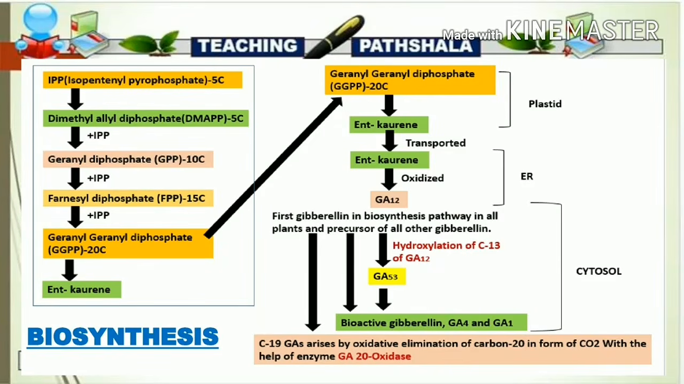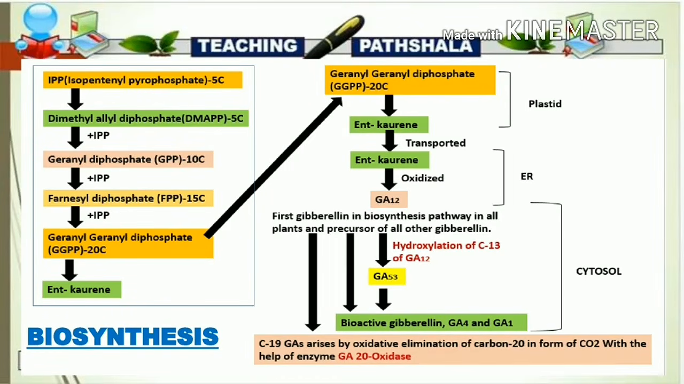Now GA53 is going to help in the synthesis of the bioactive gibberellins, that is GA4 and GA1, and along with that the C19 gibberellic acid arises by oxidative elimination of carbon 20 in the form of CO2 with the help of an enzyme known as GA20 oxidase. In the previous slide, I informed you that the most active form of gibberellic acid is the carbon 19 gibberellic acid. Fine. So if there is a gibberellic acid with carbon 20, obviously there should be some modification to convert it into carbon 19.